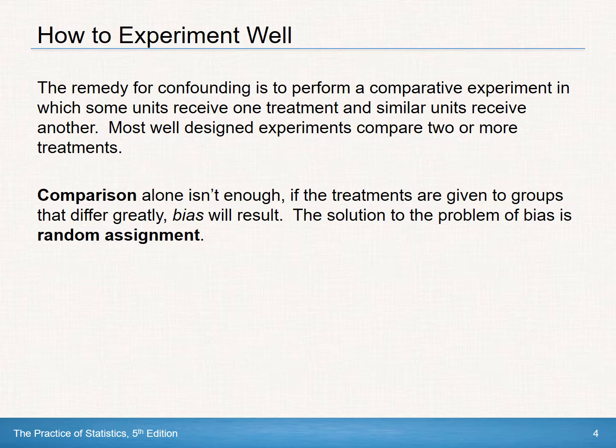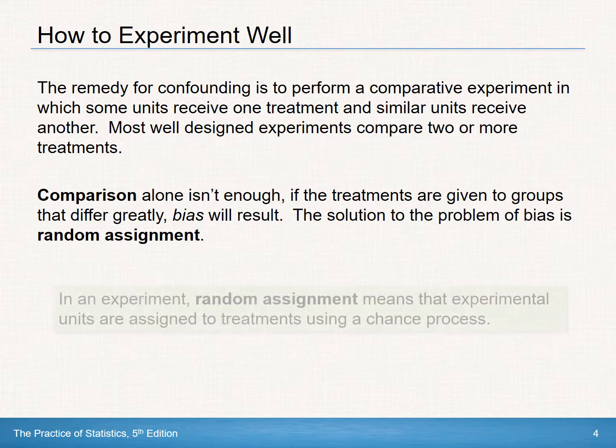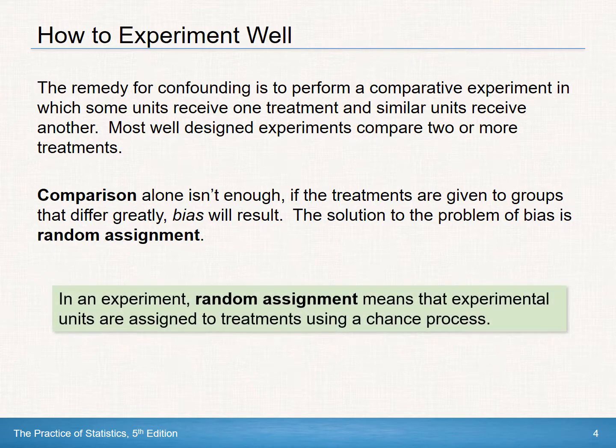How to experiment well. The remedy for confounding is to perform a comparative experiment in which some units receive one treatment and similar units receive another. Most well-designed experiments compare two or more treatments. Comparison alone isn't enough. If the treatments are given to groups that differ greatly, bias will result. The solution to the problem of bias is random assignment. In an experiment, random assignment means that experimental units are assigned to treatments using a chance process.